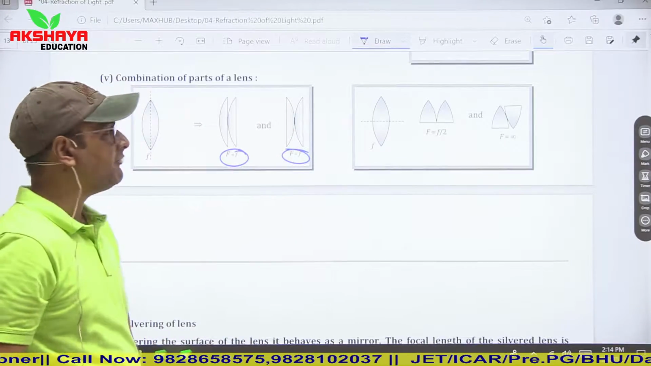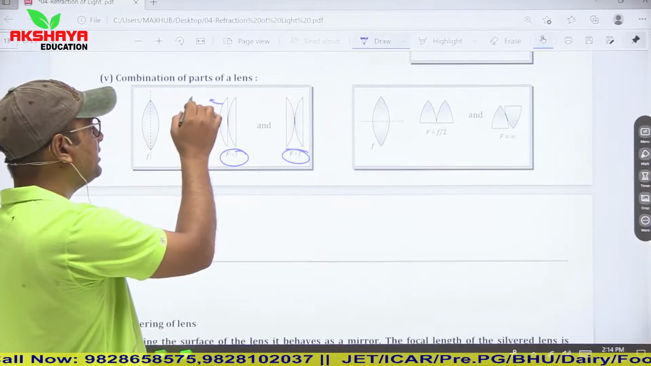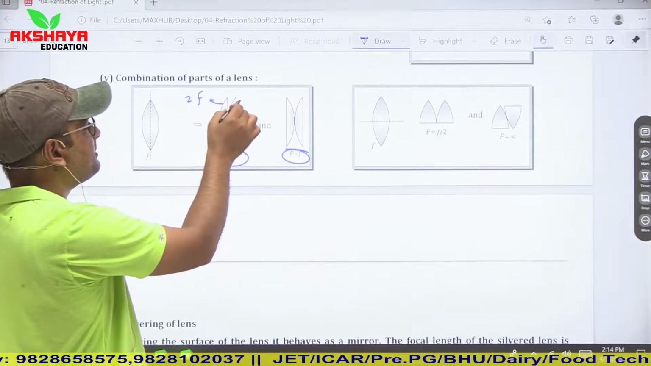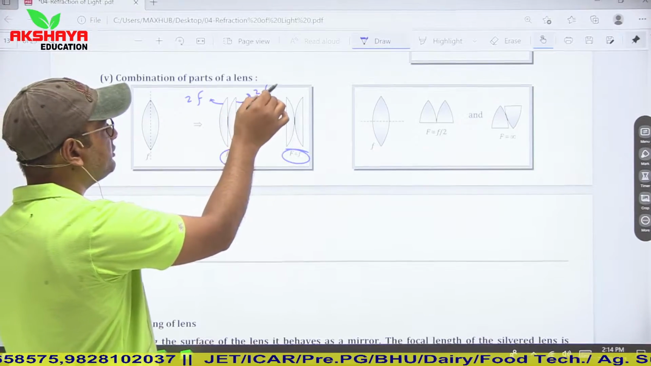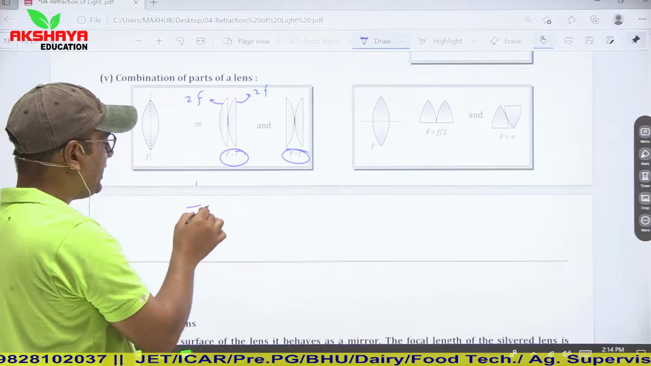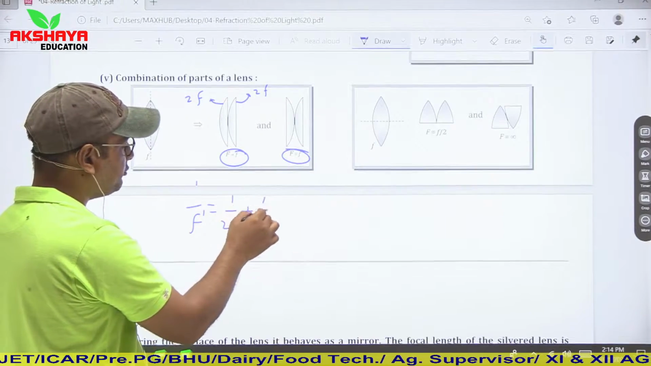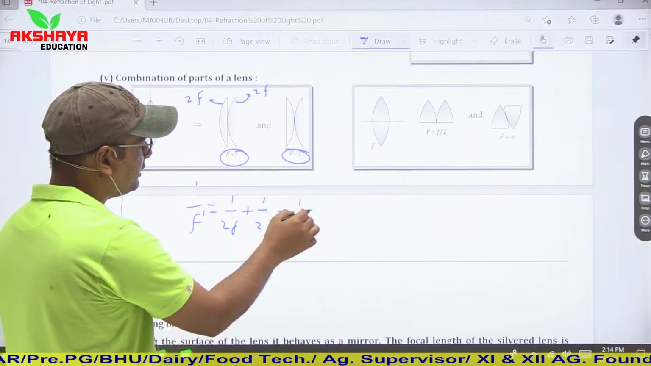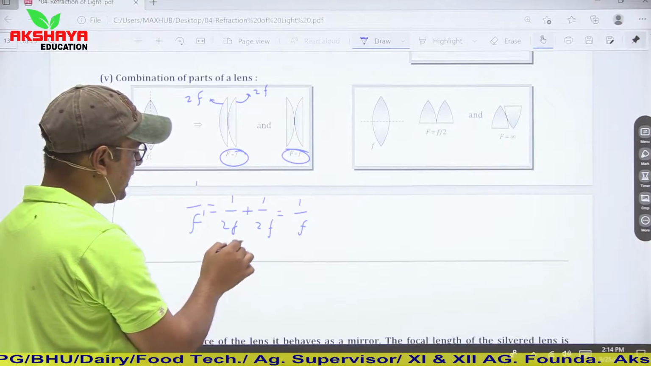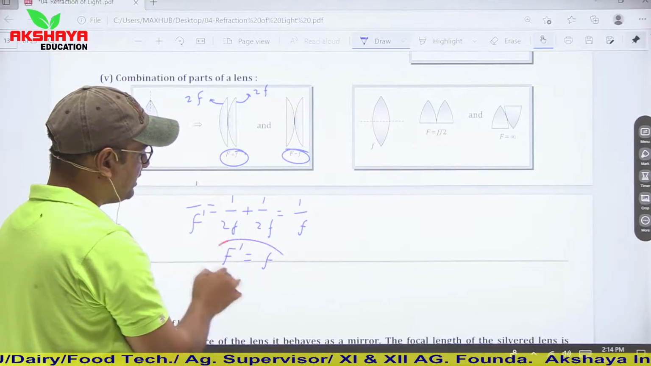Focal length is equal to f, because the focal length of each part, as we have studied, becomes equal to 2f. So for their combination, 1 upon f dash is equal to 1 upon 2f plus 1 upon 2f, and it is equal to 1 upon f. So we can say that f dash is equal to f.